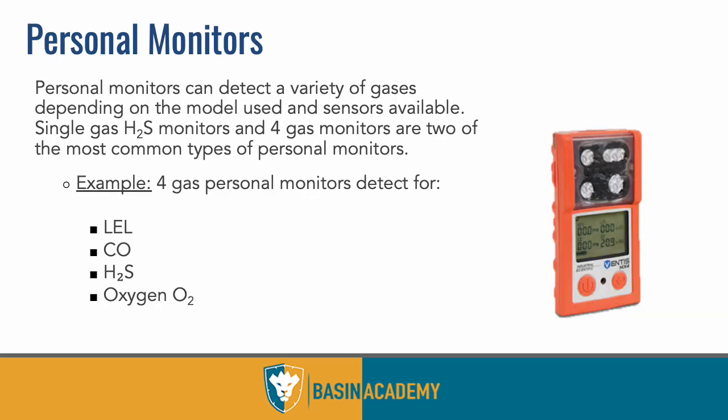So personal monitors, typically we're going to see 4 gases out there. Sometimes you'll have single gases. Typically, if it is a single gas, it'll be H₂S. But you can have a single gas for any gas: SO2, methane, propane, benzene. You can have personal gas monitors for almost anything. But typically, we see the 4-gas monitor out there instead of just the single gas. They typically measure for LEL, carbon monoxide, H₂S, and oxygen.